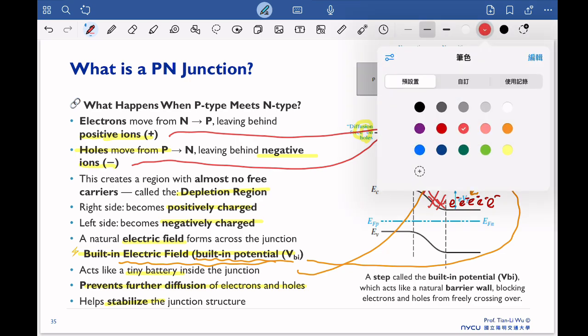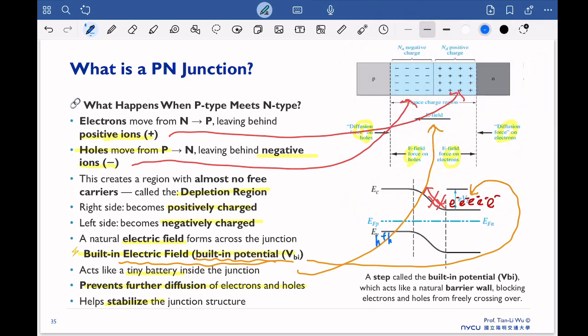In the meantime, you have holes here. So the holes will also face a small mountain here, so the holes cannot flow here. So this step, which we call the built-in potential, is like a natural barrier wall that will block electrons and holes. That's why, in the end, you put the P and N together, but you never become one material where the concentration is always the same. We still have P and N, because the built-in potential creates this natural wall to block the electron and hole diffusion.